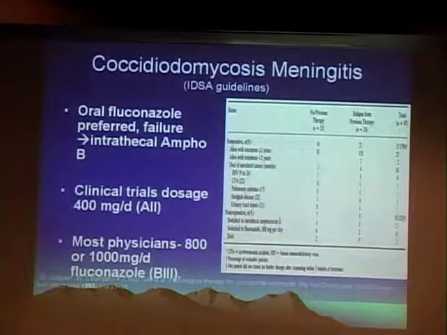The treatments really are based on case studies we have from recent years, around the 1990s. In 1993, Galgiani looked at fluconazole therapy for coccidioidal meningitis, and he found that oral fluconazole was preferred. If they did fail, they would go to intrathecal ampho. Basically, they had a group of patients who had no previous therapy. They decided to start with fluconazole, and approximately 16 of 23 responded.